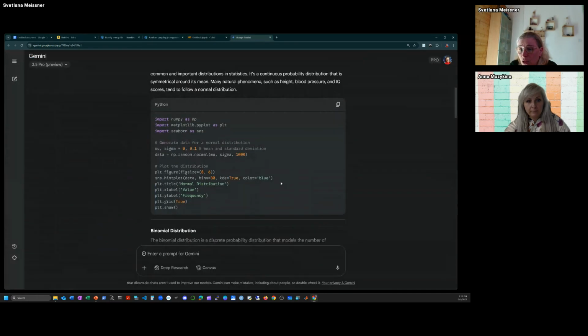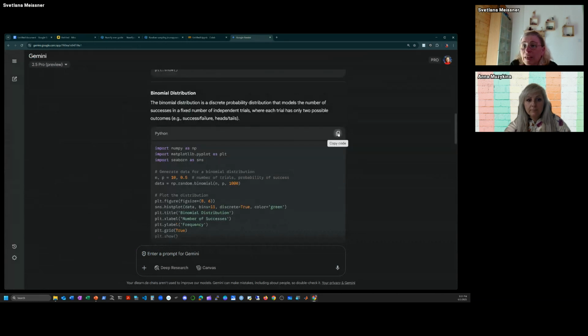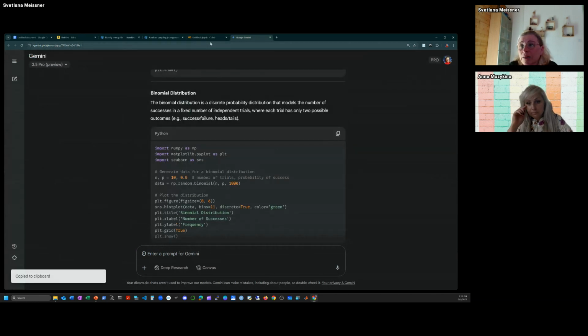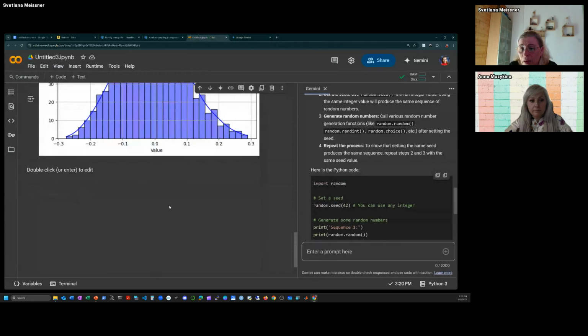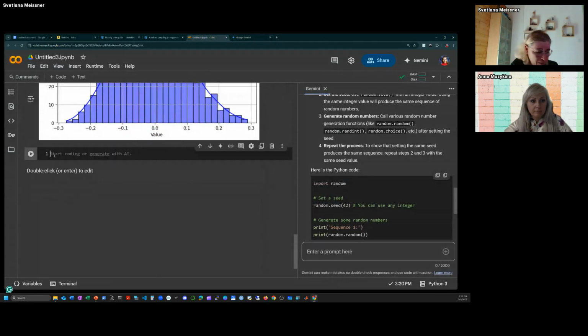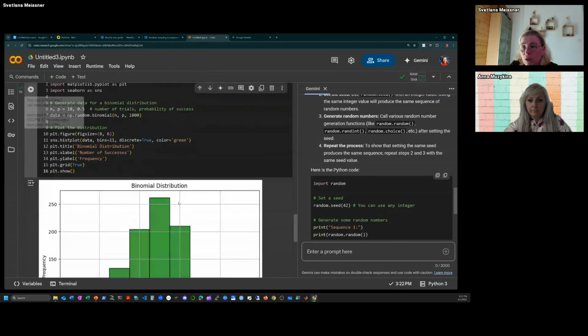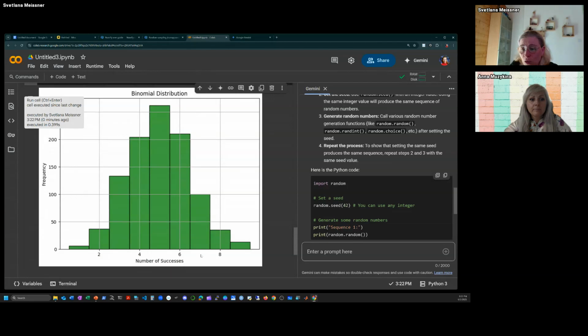So then let's take here some additional binomial distribution. If we put it in here and run this code, we also got the binomial distribution, so the number of successes, and again the frequency. These are different kinds of distributions.